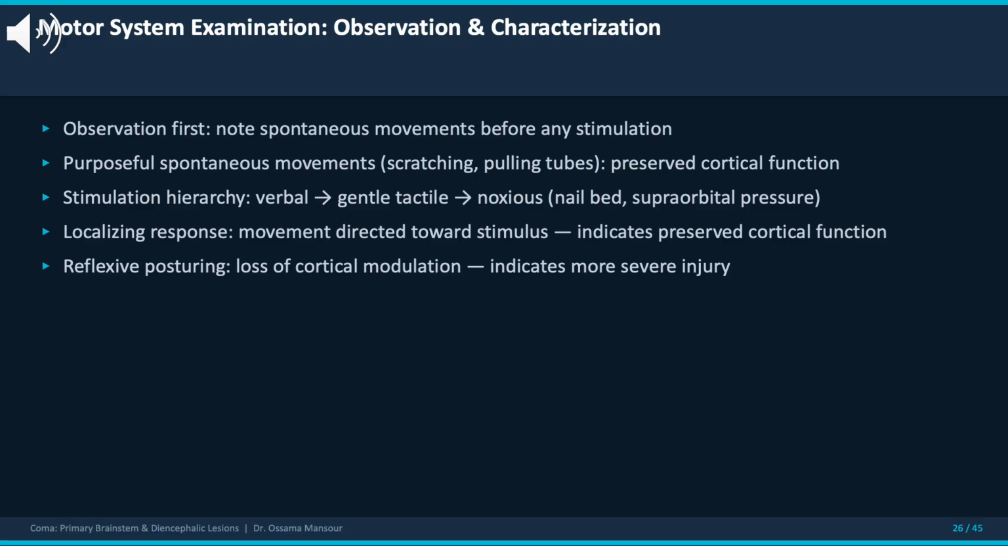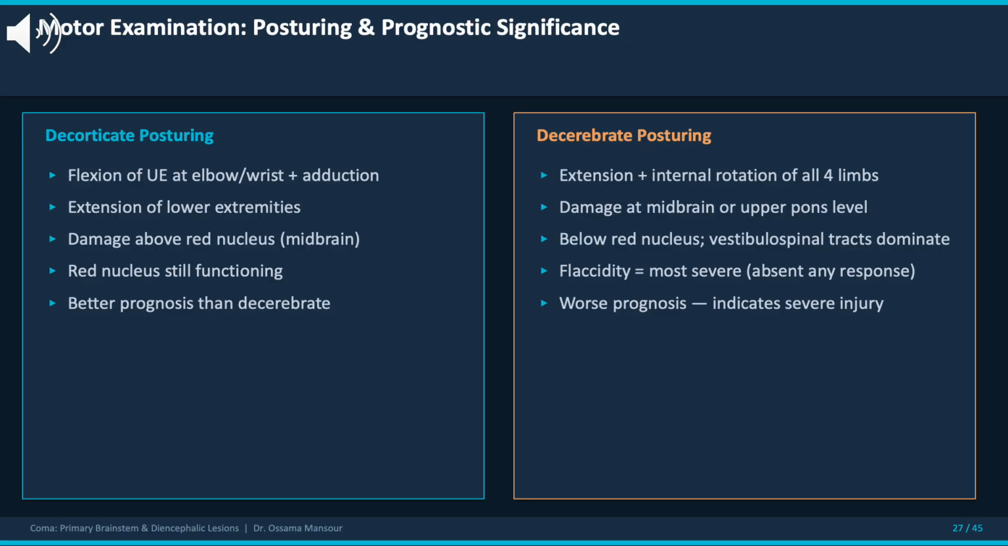Localizing responses indicate preserved cortical function and corticospinal pathway integrity, and they carry a better prognosis than reflexive posturing. Reflexive movements, including decorticate and decerebrate posturing, indicate loss of cortical modulation and suggest more severe injury. Let's now discuss the specific posturing patterns and their prognostic significance in detail. Decorticate posturing, also called abnormal flexion, consists of flexion of the upper extremities at the elbow and wrist with adduction of the arms, combined with extension of the lower extremities.